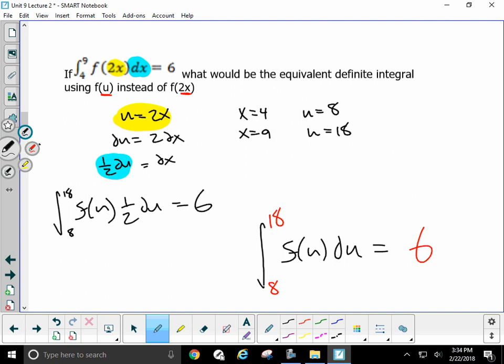When you change dx to du, it doesn't just change, it becomes 1/2 du. So I have this half in here, which I can pull out and then multiply both sides by 2. So this becomes 12. And that's the correct answer. Okay? So that is why you must change your bounds for a question like this.